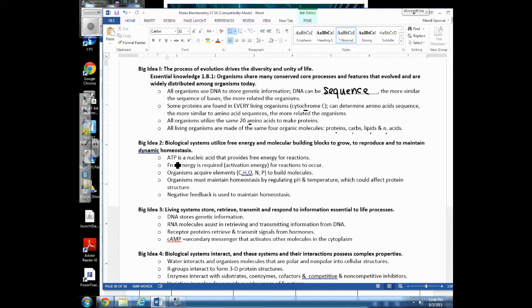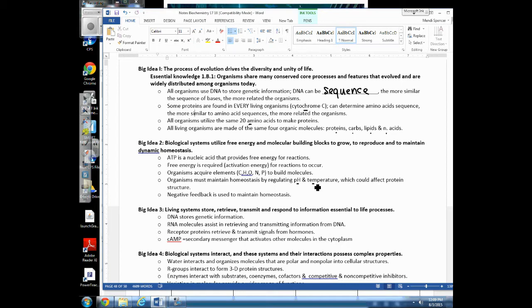That free energy is needed for reactions to take place, and that energy is called activation energy. Organisms need to acquire elements from the environment, like carbon, hydrogen, oxygen, and nitrogen, so they can build their molecules so they can grow. We addressed homeostasis, and that pH and temperature have to be held at ideal levels so that proteins will function normally.